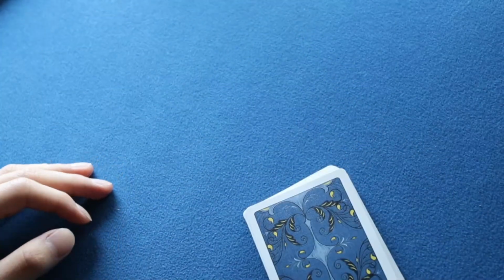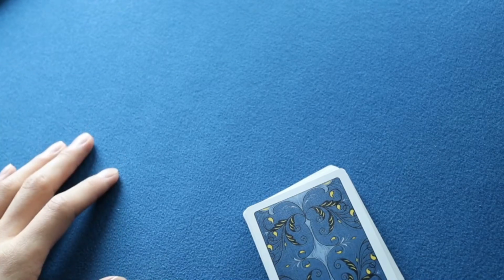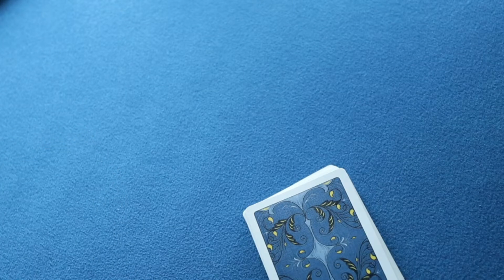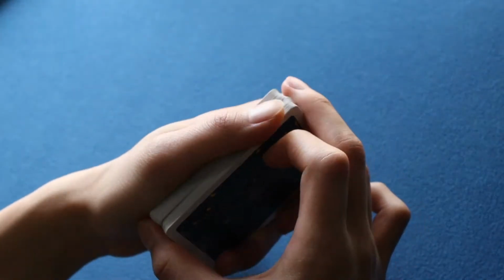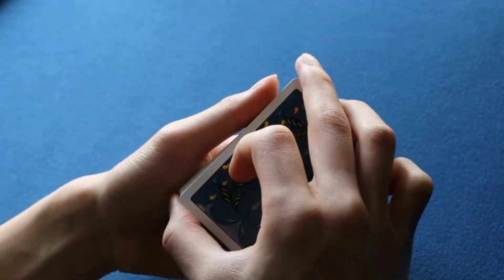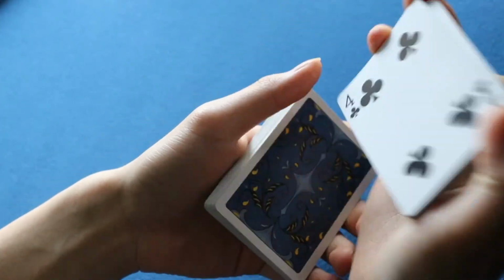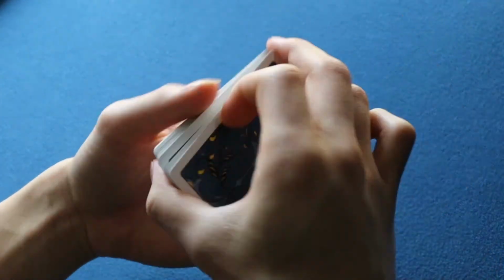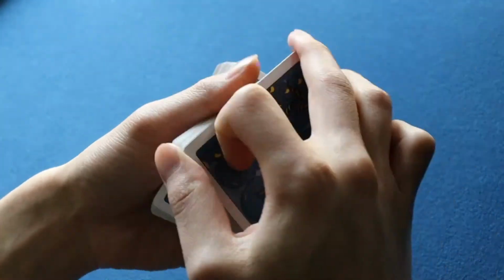Yeah. The last covering action is something that's going to be called the display pass. It's claimed by Juan Tamariz and also Tommy Tucker. They might have created it independently, but usually I believe it's associated with Tommy Tucker. So the display pass is something that's relatively simple. You just do your pass as per usual, and then you actually flash this card, right? So you do your pass, and then you flash the bottom card like so. And so usually it's done under the context of, you could have picked any of these cards, right?